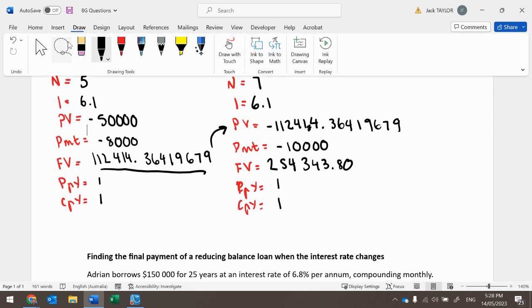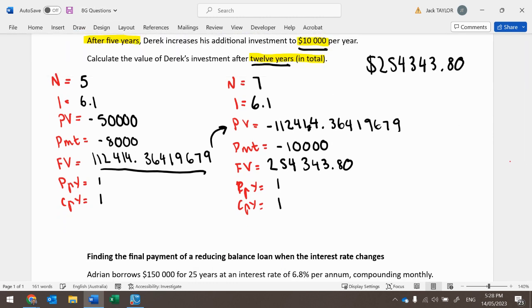This is just sort of an optional thing, but sometimes with these questions, it can help you visualize if you draw out a bit of a timeline of what's occurring. So pretend that this is Derek's investment. That's the 5-year period where the change occurs.